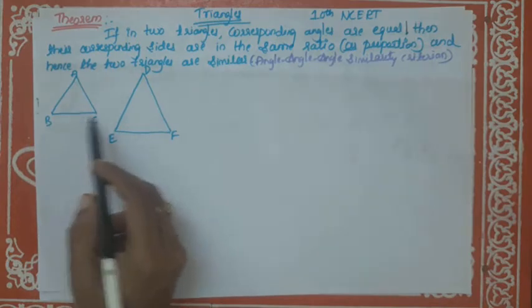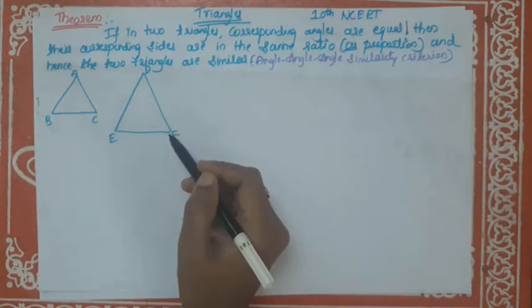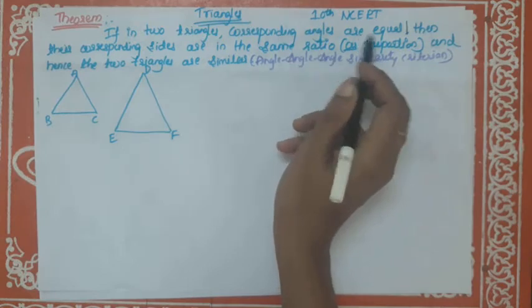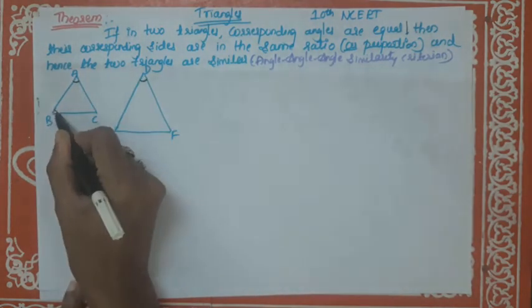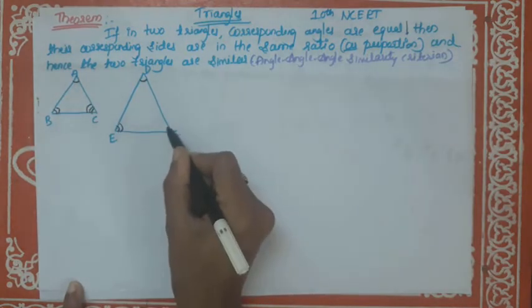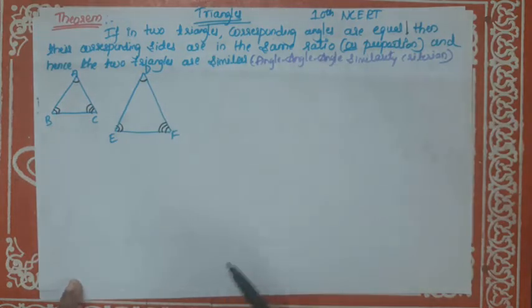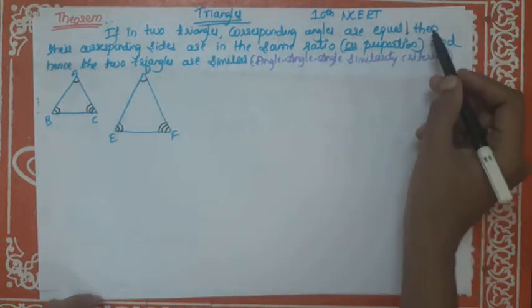I have taken two triangles ABC and DEF. In these, corresponding angles are equal. So angle A equals angle D, angle B equals angle E, angle C equals angle F. These are the corresponding angles that are equal. This is what we need to prove here.